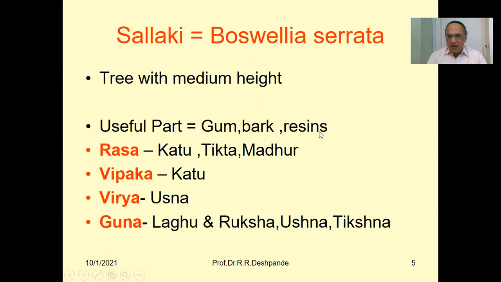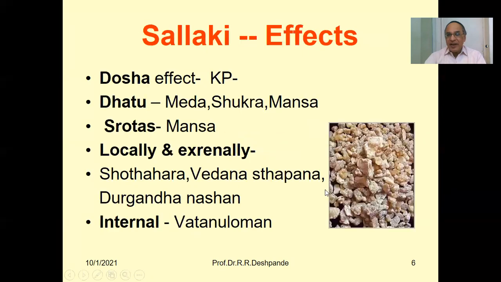An Ayurvedic medicinal plant is always described with the principles of rasa, vipaka, virya, prabhava, the siddhanta of dravya guna vijnana. Rasa is taste: katu, pungent, tikta, bitter, and madhura. Vipaka is katu and virya is hot, ushna virya. Guna, properties: laghu, light, easy to digest, and can enter into the microchannels. Ruksha, cleansing effect. Ushna, stimulates the metabolic process, and tikshna, penetrating action.